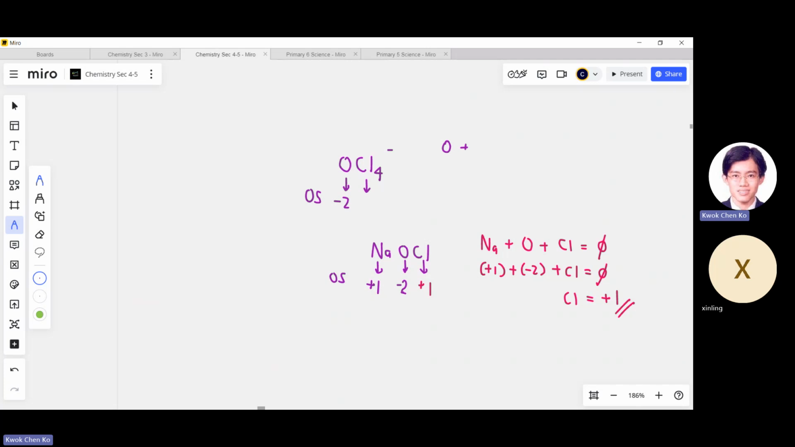Now, when you use your algebra, you have to account for this 4. That's the dangerous part. Sometimes you forget. 4 chlorine equals to what? Now, take note. There's a charge here, so I have to account for that charge as -1. Oxygen is -2, so I sub it in. -2 plus 4 chlorine equals to -1. Solve for chlorine.